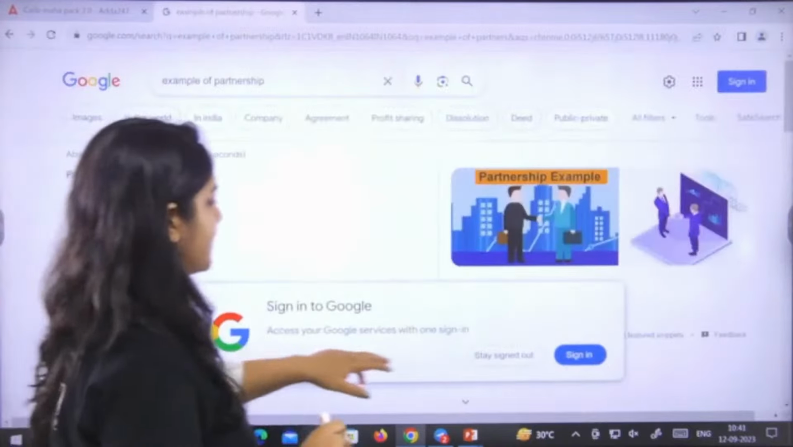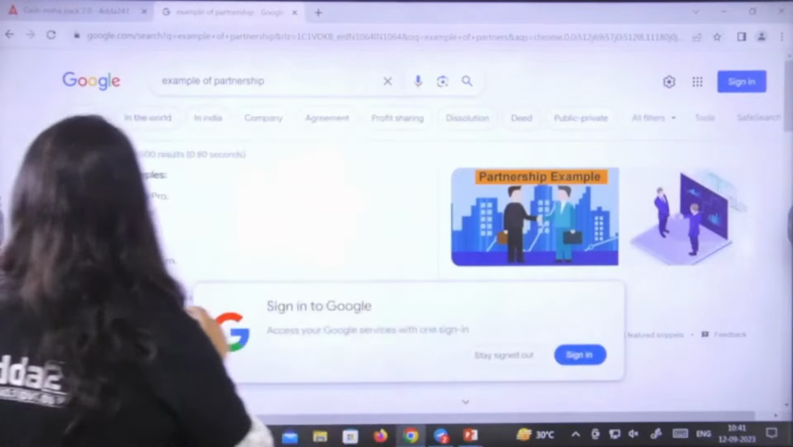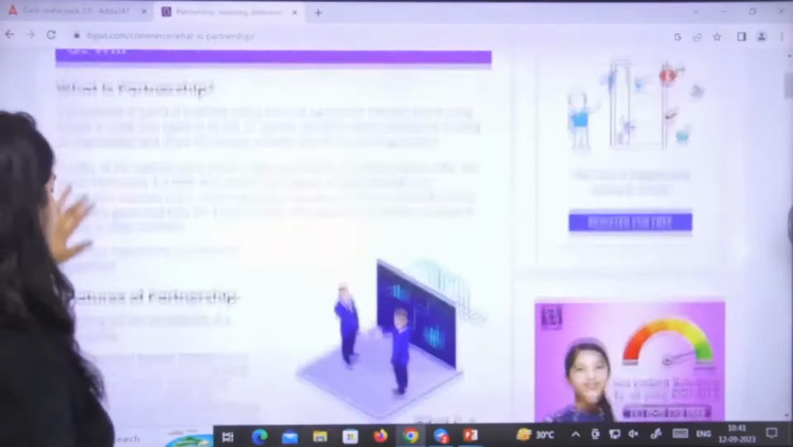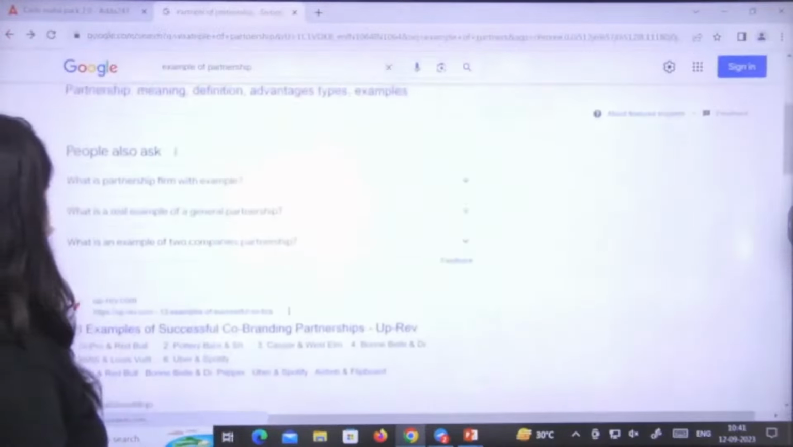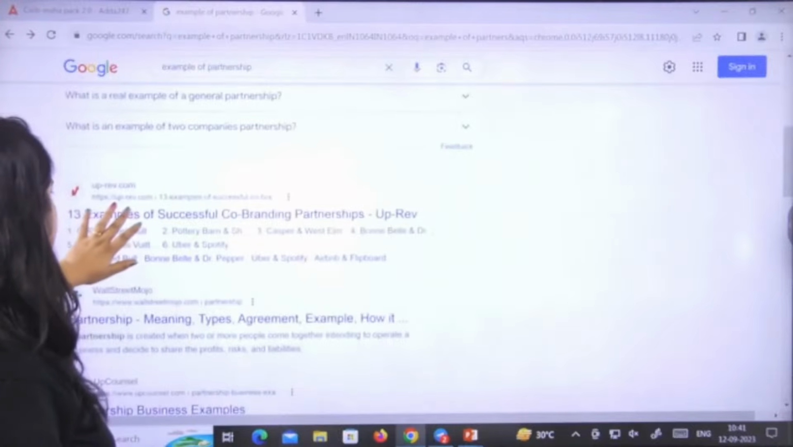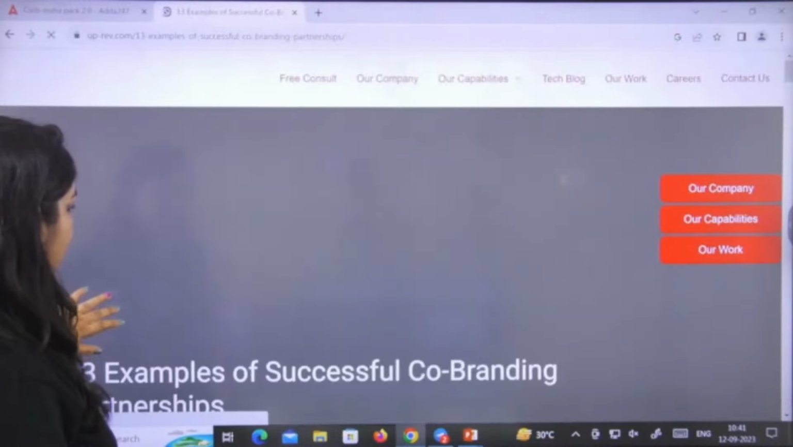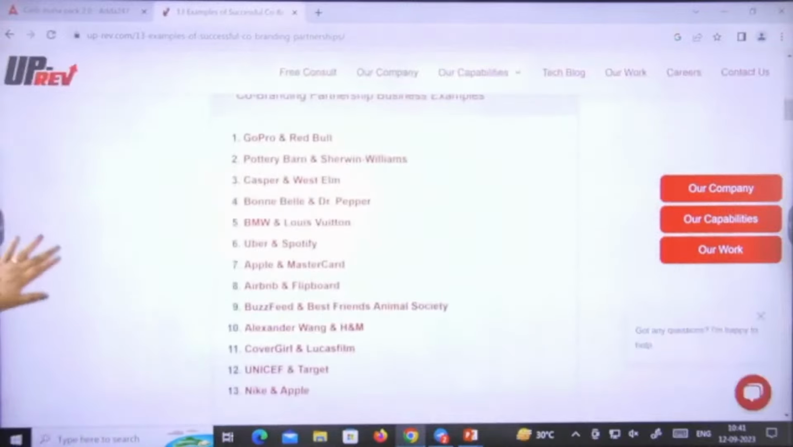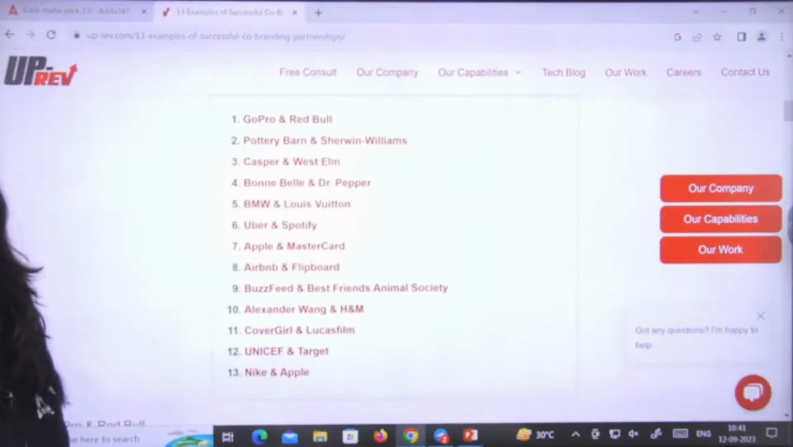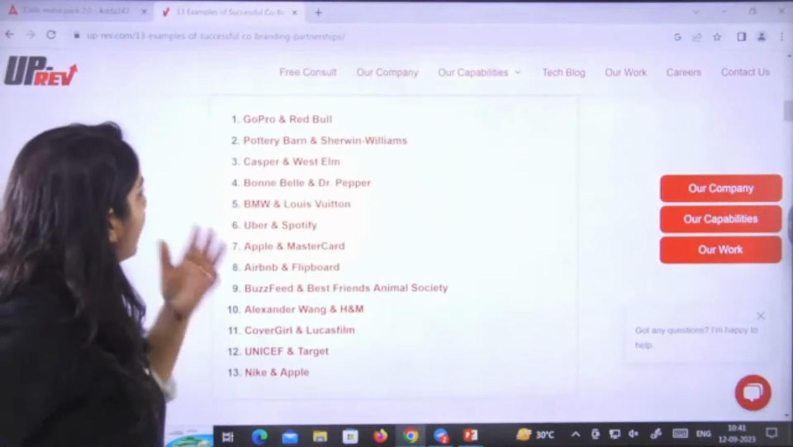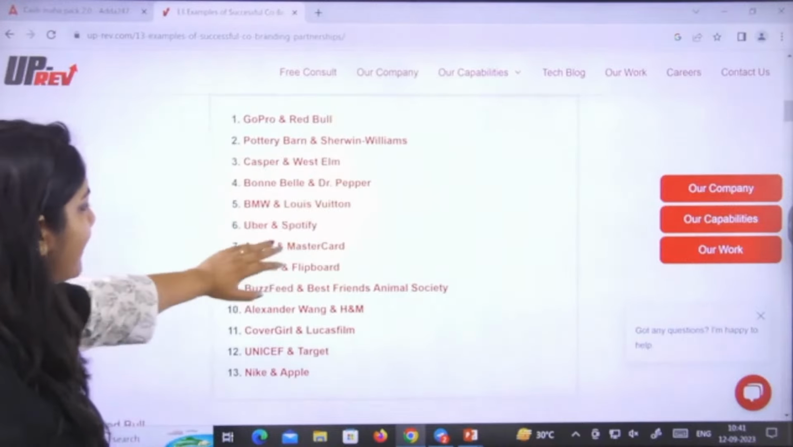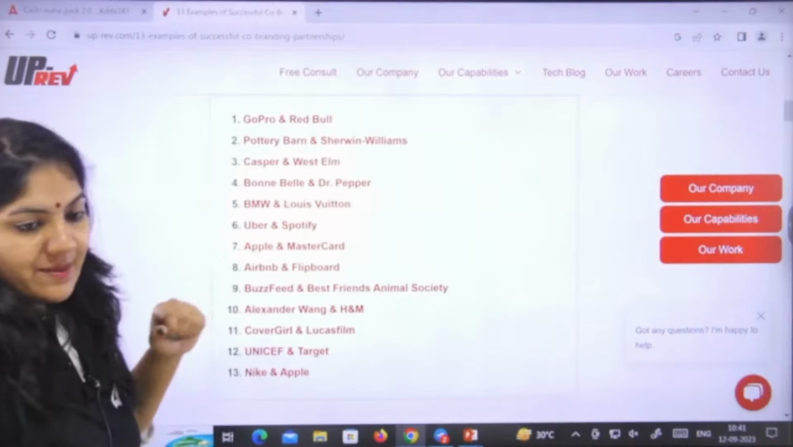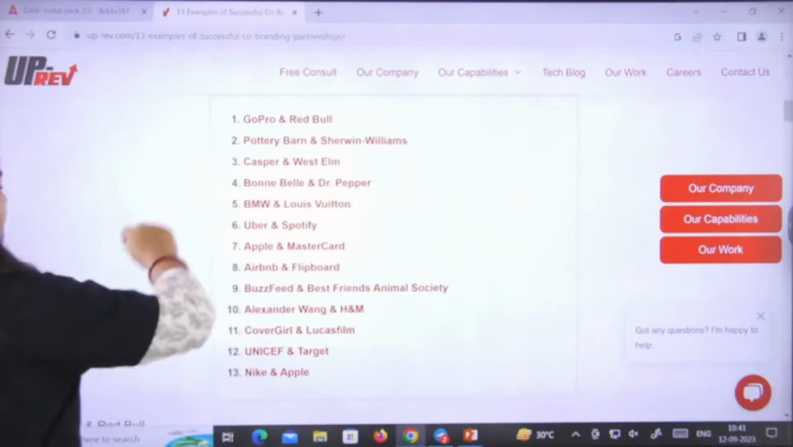Examples of partnership. You can see these are the examples of partnership. Let me show you the examples of partnership. See, these are the examples of partners. They are partners: GoPro and Red Bull, BMW and Louis Vuitton, Uber and Spotify, Apple and MasterCard, Nike and Apple. So these are the examples of partnership. Okay.